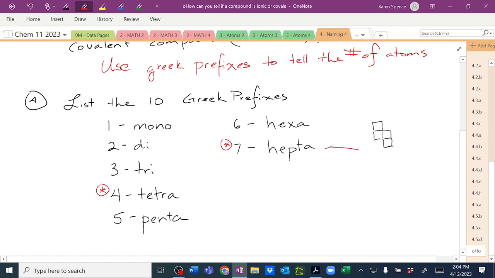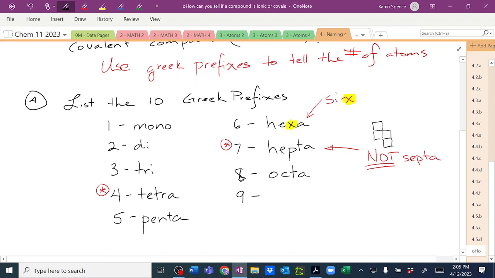This one is not septa. None of the prefixes start with the letter S, none of them, okay? Hexa, hopefully you won't forget, but it has an X in it like the letter 6. Yes, they both have the letter X. I don't know if that helps. What do we call an 8-legged sea creature? An octopus. So octa is 8.